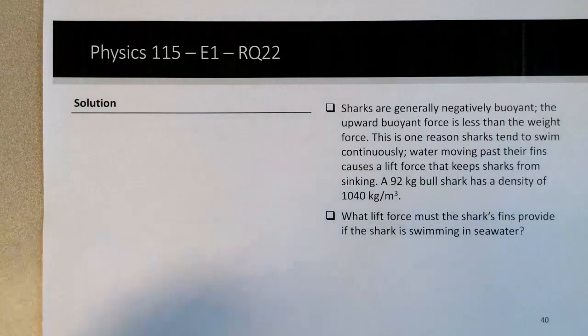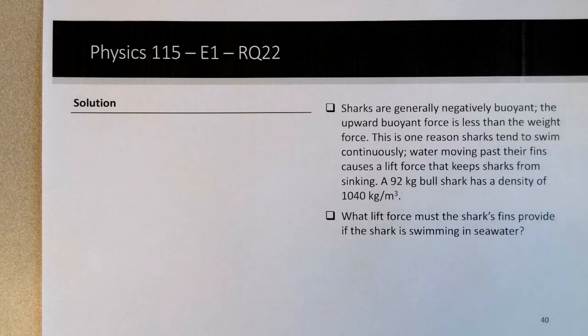Okay, so in this question 22, the review, we're back to buoyancy. Sharks are generally negatively buoyant. The upward buoyant force is less than the weight force. So that's one of the reasons why they tend to swim continuously, because the water that moves past their fins causes a lift force that keeps the sharks from sinking.